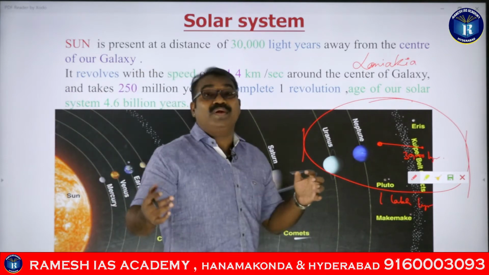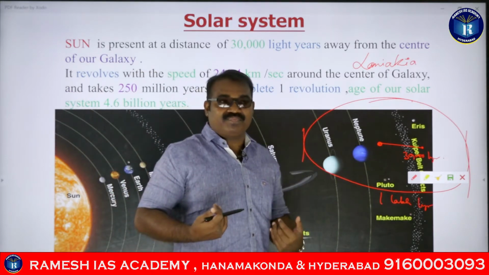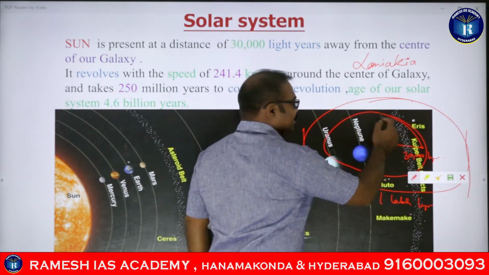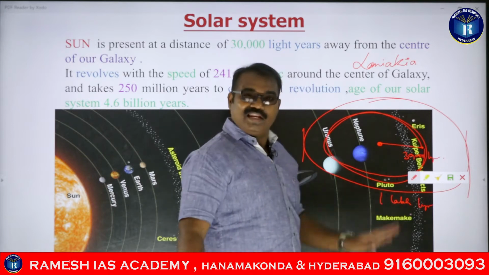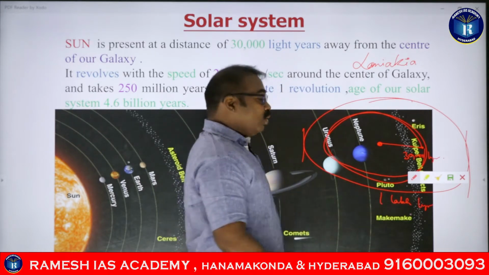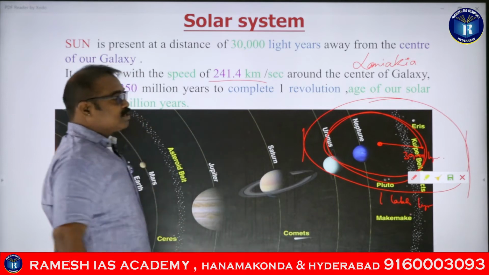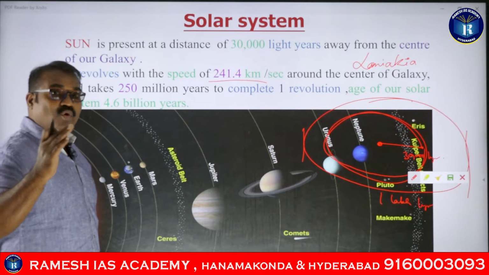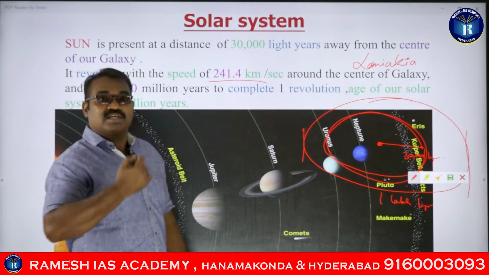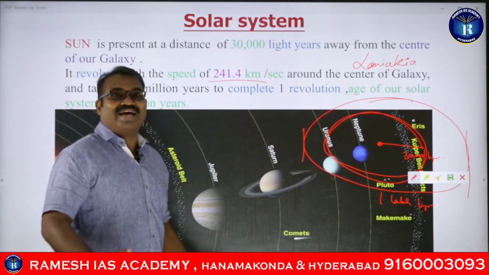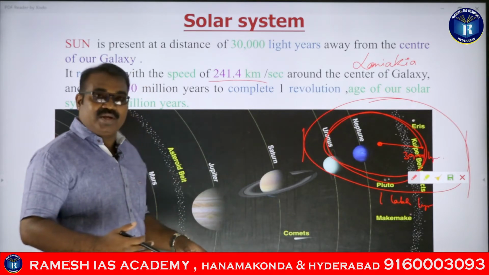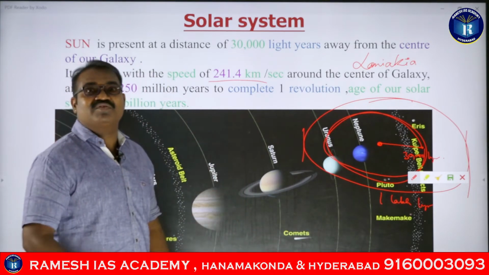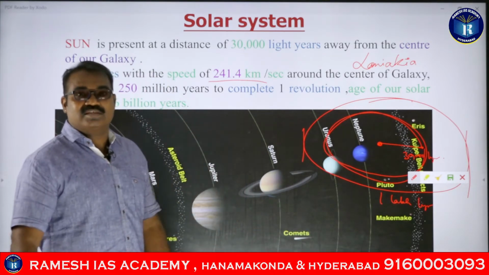Though the sun seems as if it is stationary, it revolves around the center of the galaxy in an elliptical orbit with a speed of 241.4 kilometers per second. The sun is moving at that high speed, and when the sun is moving, the entire solar system is moving. There is a reason why we will not feel that movement.